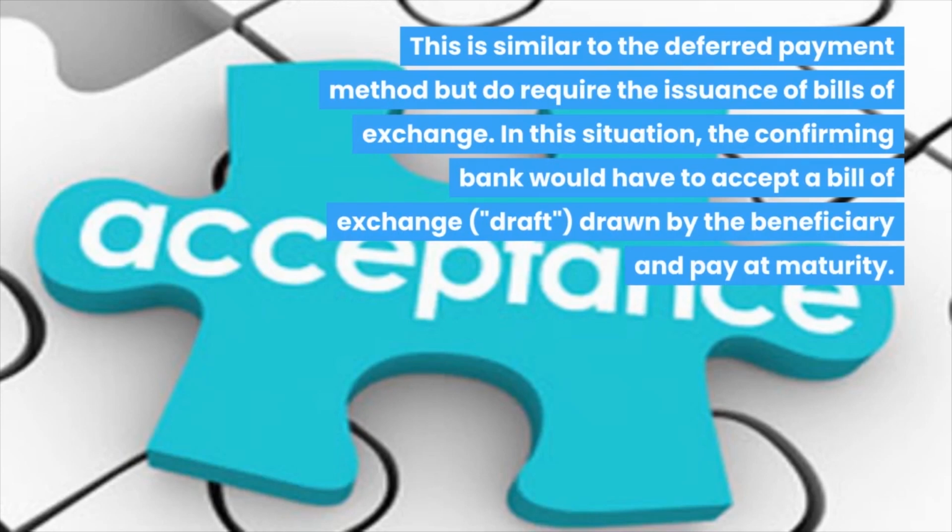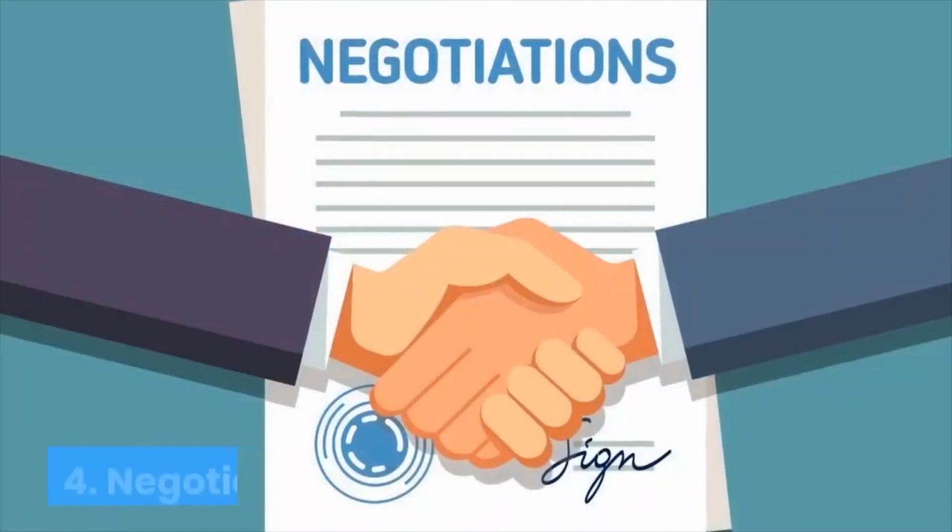3. Acceptance. This is similar to the deferred payment method but does require the issuance of bills of exchange. In this situation, the confirming bank would have to accept a bill of exchange draft drawn by the beneficiary and pay at maturity.